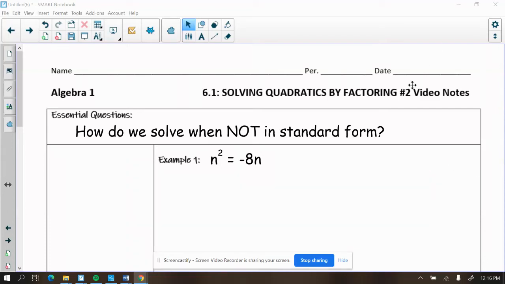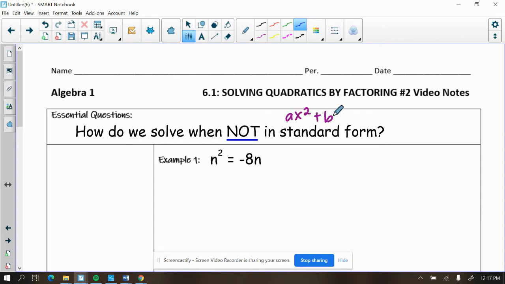Welcome back. So we are going to do part 2 of solving quadratics by factoring now. So this video is all about how do we solve when we get these equations that are not in standard form. Remember, standard form is ax squared plus bx plus c. So if we look at our first example, that's not in standard form, right? n squared equals negative 8n. Well, and then we could add that it has to equal 0, right?